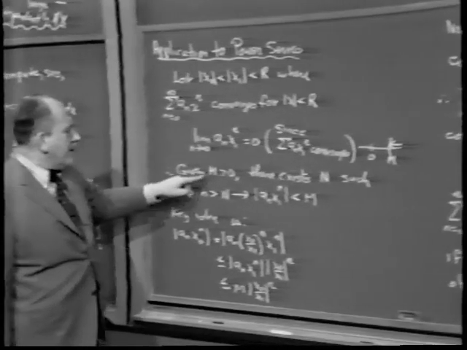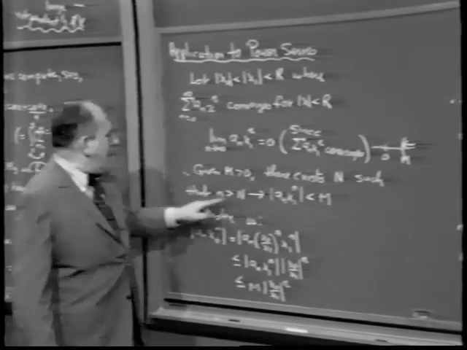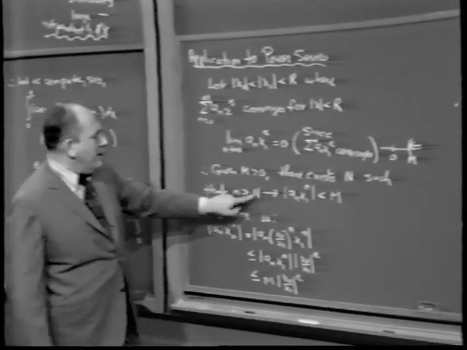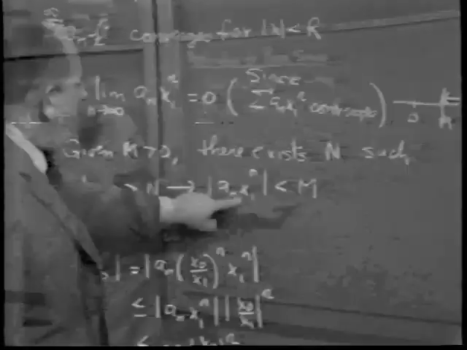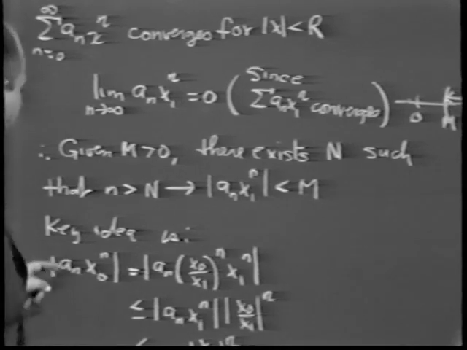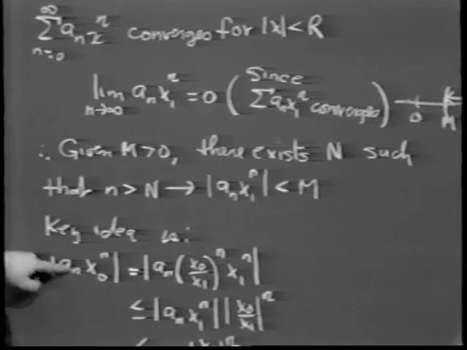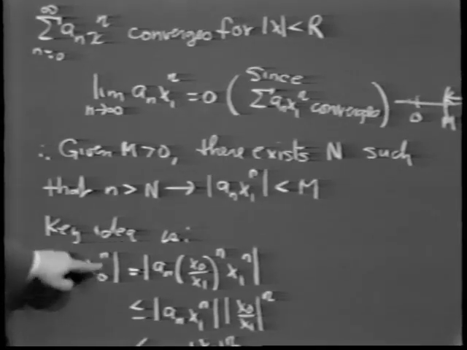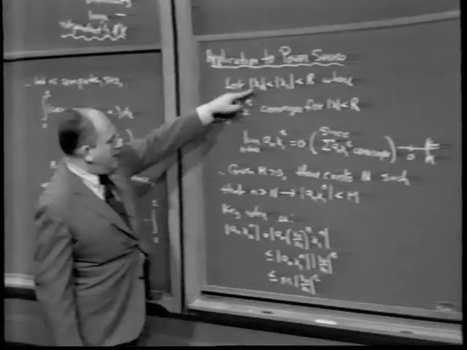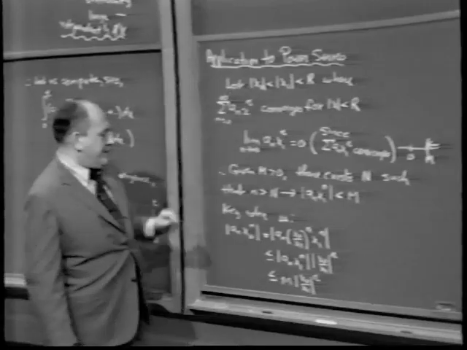So all I'm saying is that given a positive M, I can always find an N such that when I go out far enough, in other words, when the subscript n is greater than capital N, the magnitude of a_n x1^n is less than capital M. Now the key idea is this. What I'm going to do is look at the summation of a_n x0^n, where x0 is as given over here. And what I'm going to try to do is set this up for the Weierstrass M test.